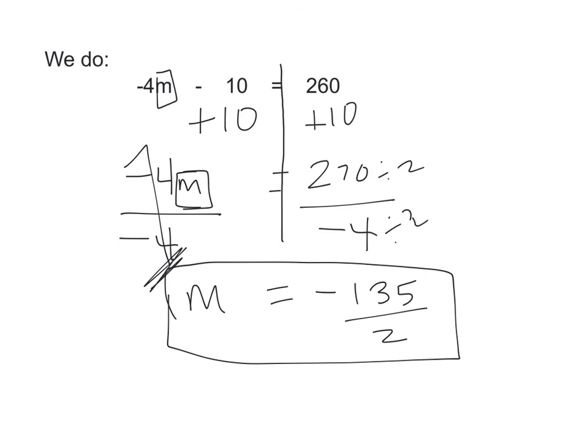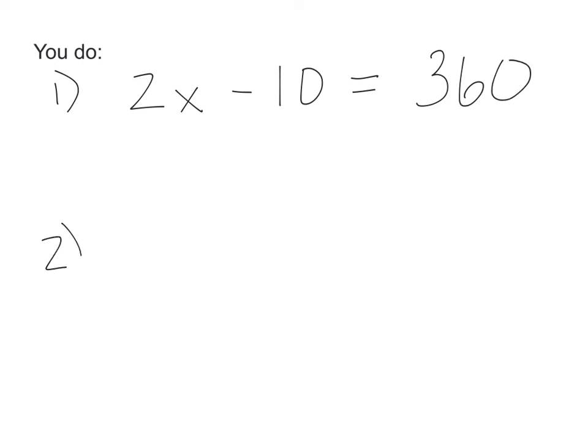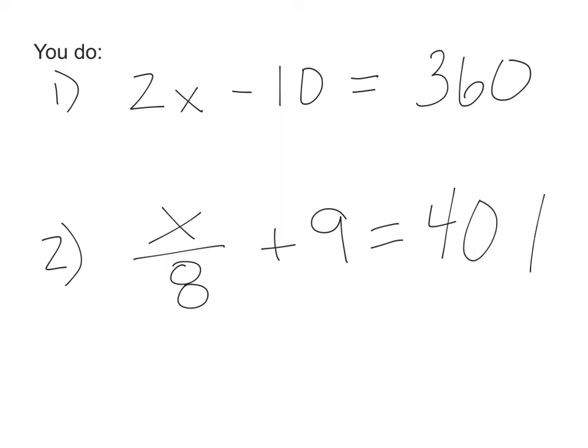And then go ahead and get to our you do problems. The very first one is 2x minus 10 is equal to 360. And then the second you do problem that I'd like you to do is x divided by 8 plus 9 is equal to 404. So go ahead and solve those two problems.